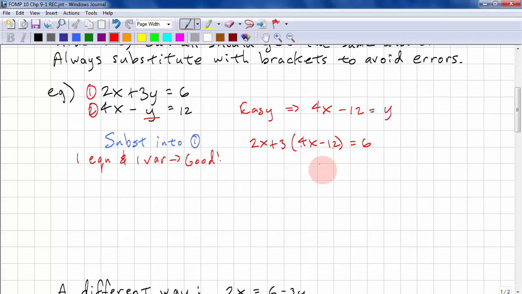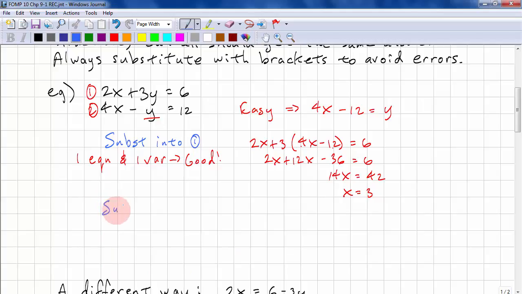So now we simplify. We have 2x plus 12x minus 36 equals 6. Collect like terms, and we want to collect like terms with variable on one side and constants on the other. 2x plus 12x is 14x. This negative 36 becomes positive 36. So 36 plus 6 is 42. And 42 divided by 14 is 3.